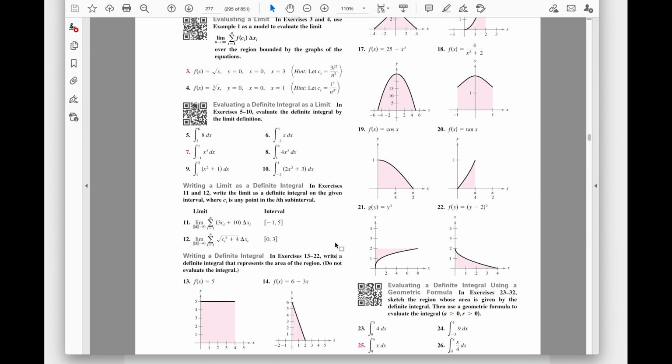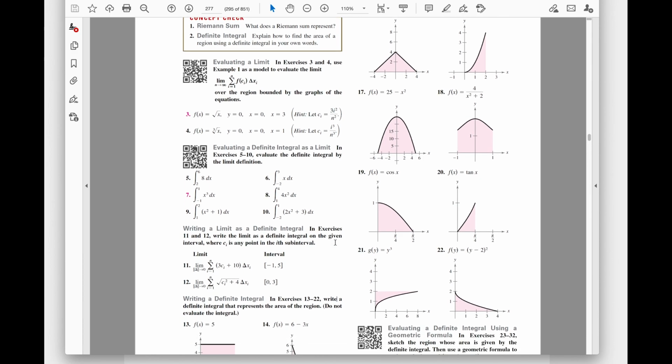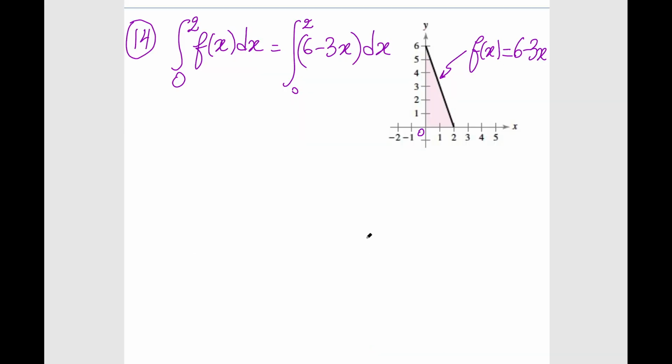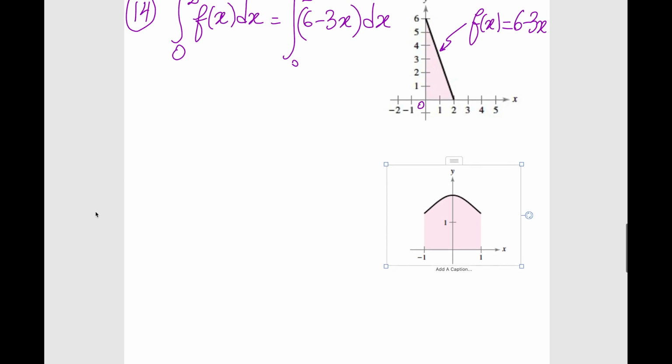So we just finished 14. How about 18? So the function in this case is 4 divided by x squared plus 2. Let's take this picture, and let's paste it here. So this is number 18, and this is the function. The function they gave to us is f of x equals 4 divided by x squared plus 2.